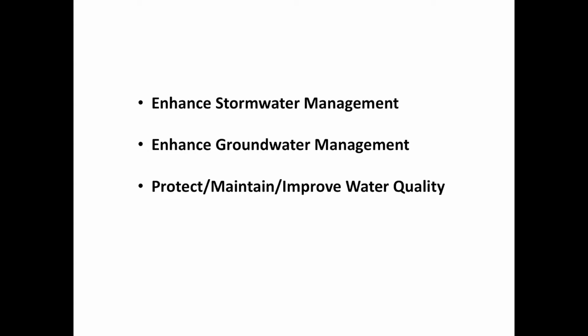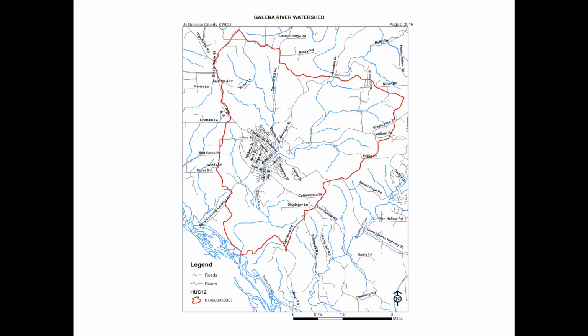The county plan laid out 3 broad and general goals, identified a menu of practices that might be useful for achieving these goals, and selected the lower Galena River sub-watershed as the first area of focus for more detailed watershed-based planning because of the number and type of impairments.